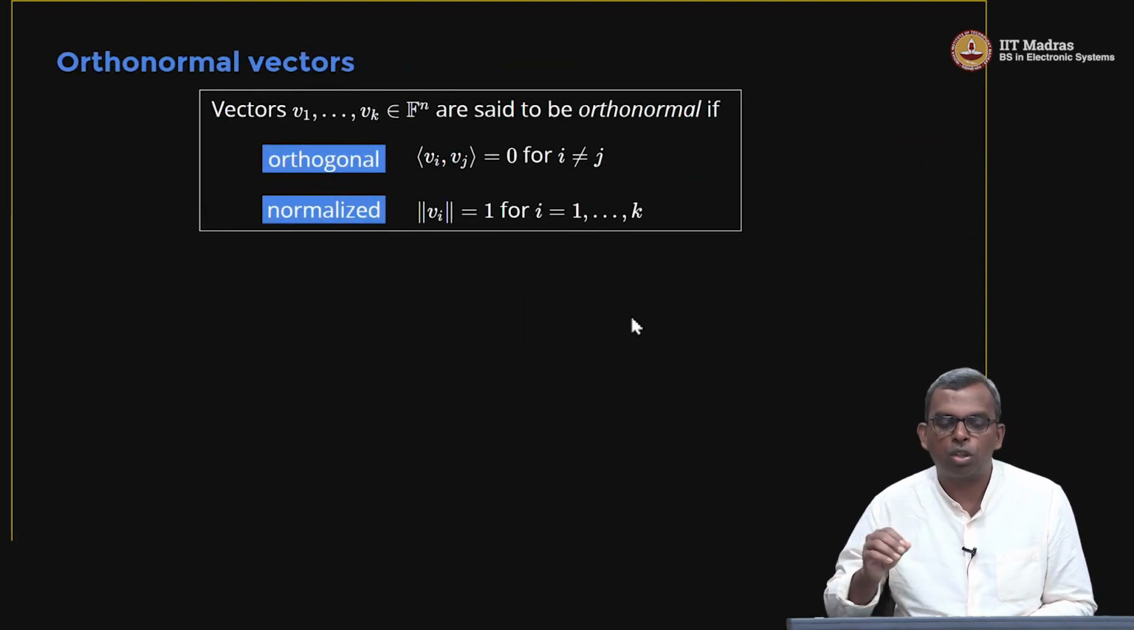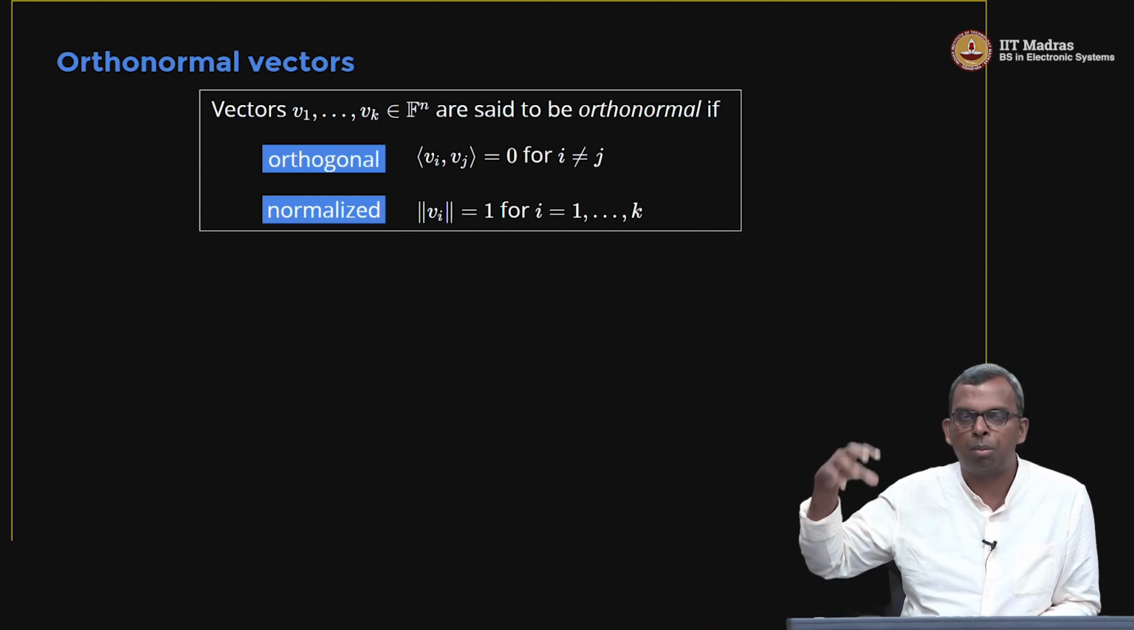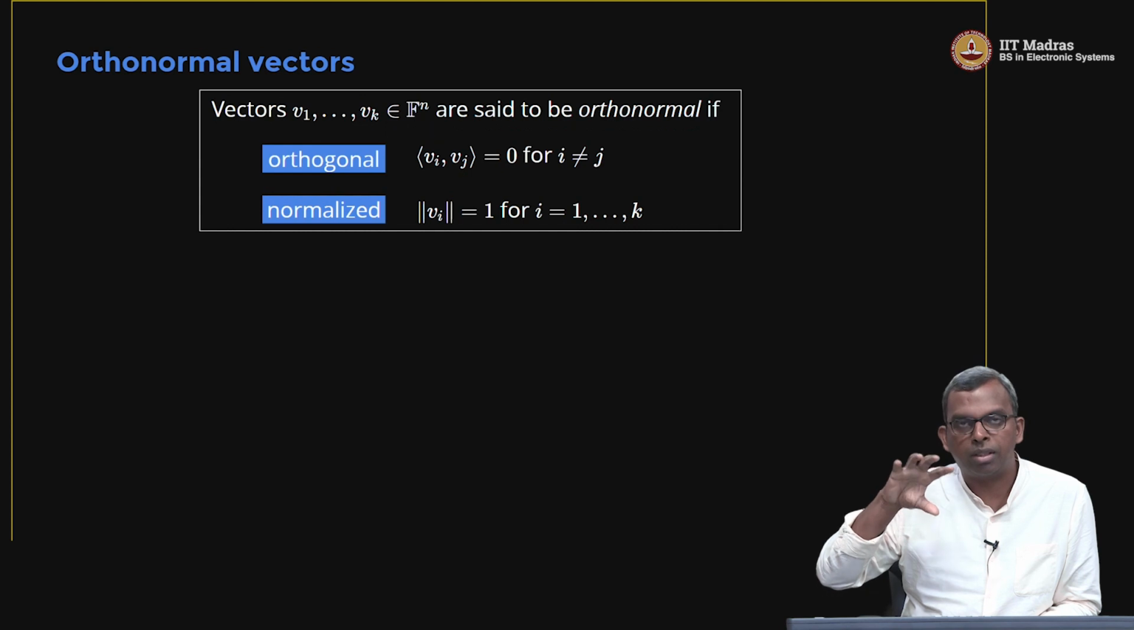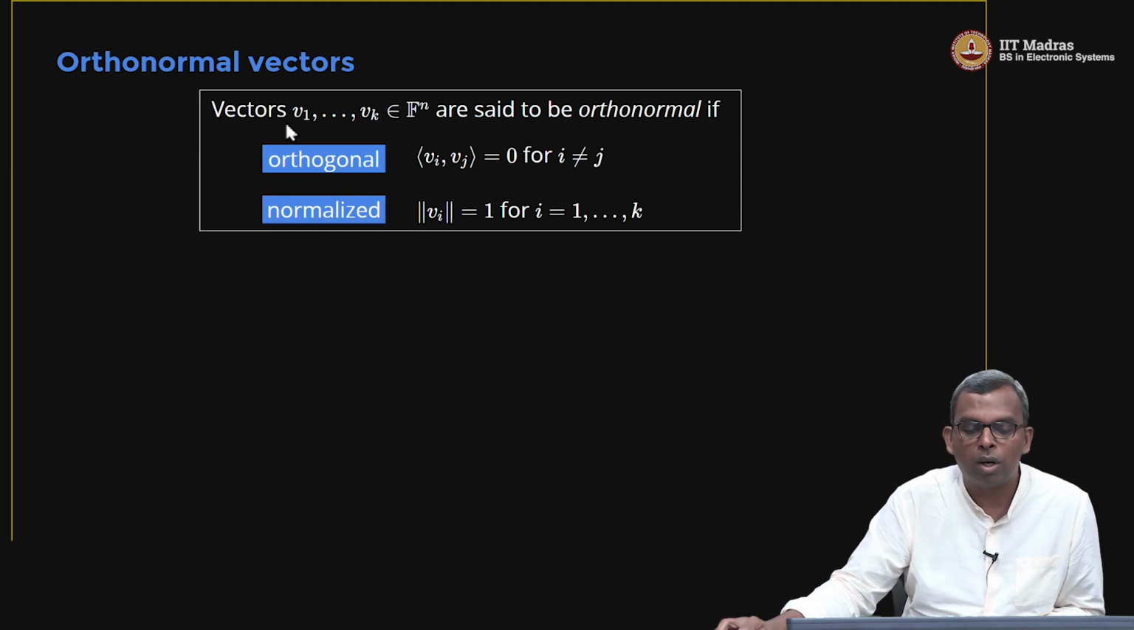First is the notion of orthonormal vectors. We have this notion of linearly independent vectors which helped us a lot. Now we are going to go towards orthonormal vectors which are going to help you even further. They will make your work much simpler. So let's say you have k vectors. When do we say that they are orthonormal? They have to satisfy two conditions.